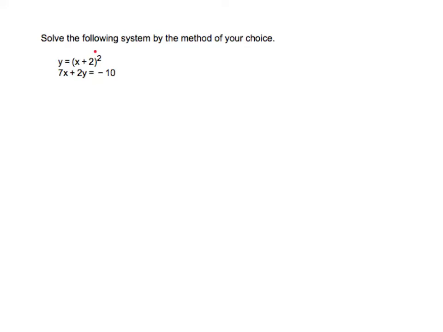To solve this system of nonlinear equations, since the first equation is already a y equals and I have a y in the second equation, I'm thinking what I'll do is take this y and plug it in right here, and my second equation will all be in terms of x. So that is, the second equation is 7x plus 2 times y, but y is really (x plus 2) squared, and this is equal to negative 10. So this thing here is the second equation, but the y is now (x plus 2) squared.